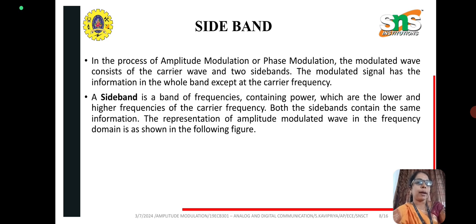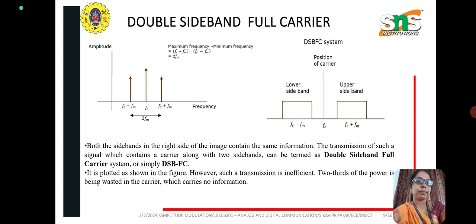And what is a sideband? In the process of amplitude modulation or phase modulation, the modulated wave consists of a carrier wave and two sidebands. So the modulated signal has the information in the whole band except at the carrier frequency. A sideband is a band of frequencies containing power, which are lower and higher than the carrier frequency. Both sidebands contain the same information. The representation of the modulated wave in the frequency domain is shown in the picture. We have the lower sideband and the upper sideband.